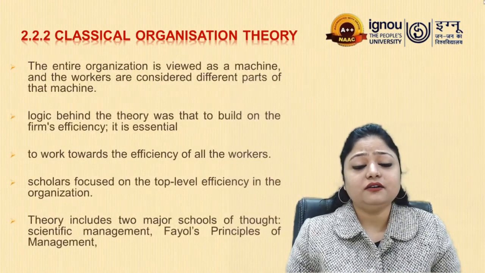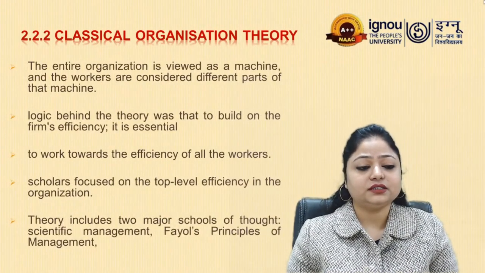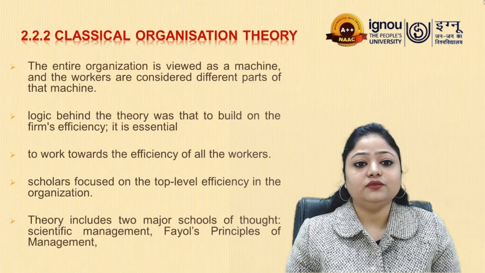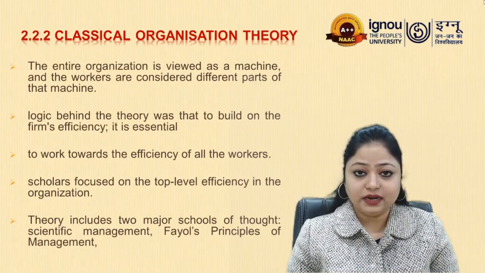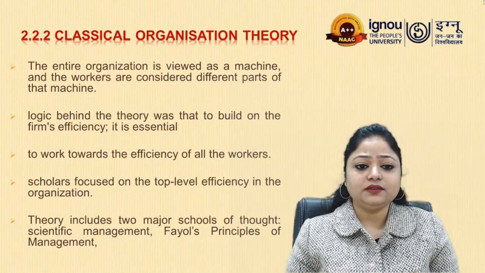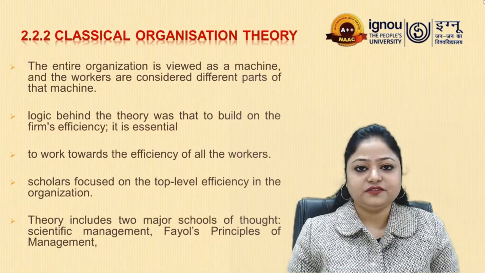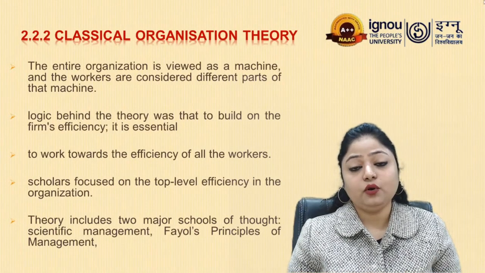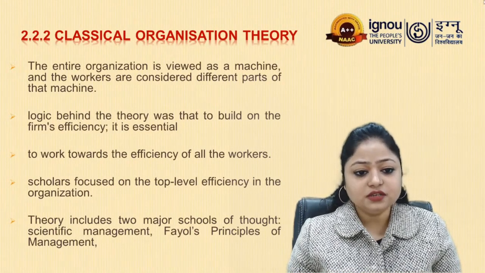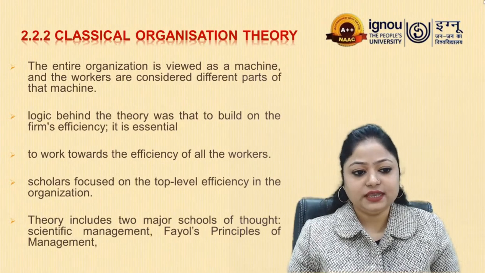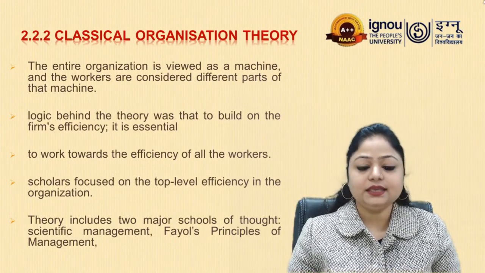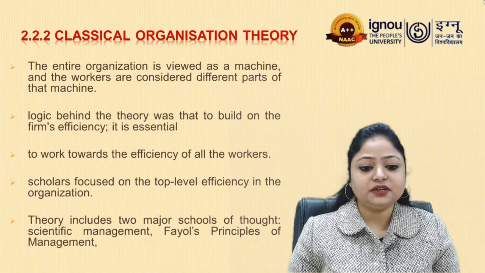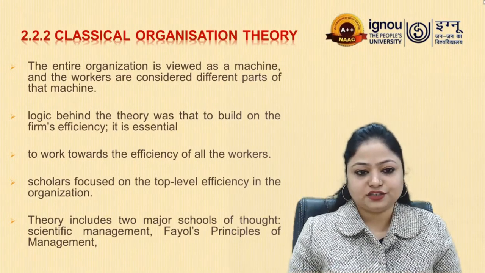Another feature of this classical organizational theory is that the entire organization was viewed as a machine and the workers were considered different parts of that machine. The logic behind the theory was that to build on the firm's efficiency, it is essential to work toward the efficiency of all the workers. The scholars focused on top-level efficiency in the organization, and the theory includes two major schools of thought, that is, scientific management and Fayol's principles of management.